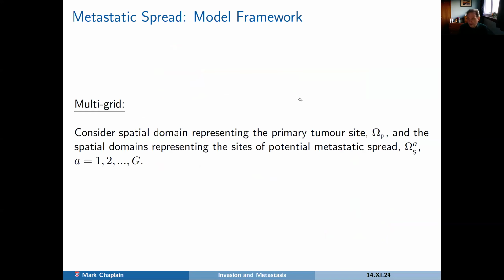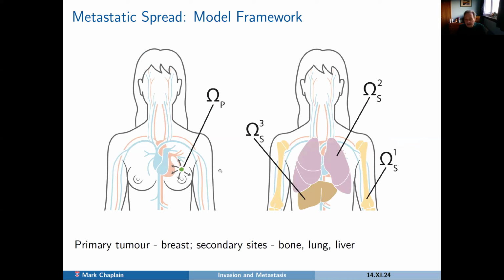And then our basic framework for the metastatic spread was to have a multi-grid system, a multi-spatial grid system. Rather than work on one grid where the primary tumor was, we had other grids in our model, and we transferred cells from grid to grid as they would in metastatic spread. This is schematically shown here. We have a primary grid, which represents a primary breast cancer. And then in our original model, we have 3 secondary spatial grids, which refer to spread to the lungs, spread to the liver, and spread to the bone.